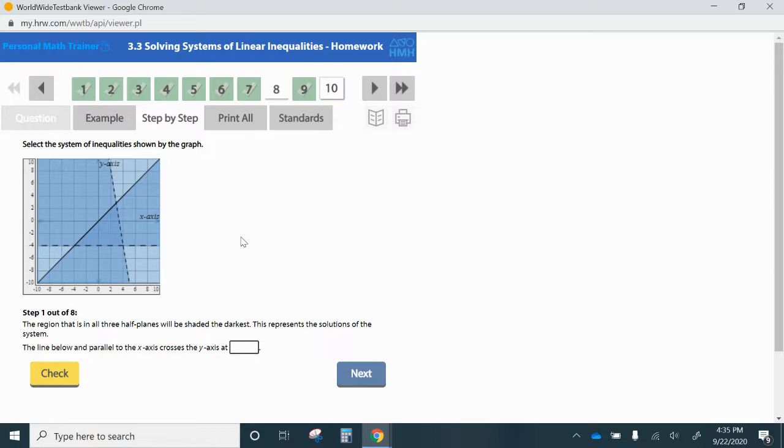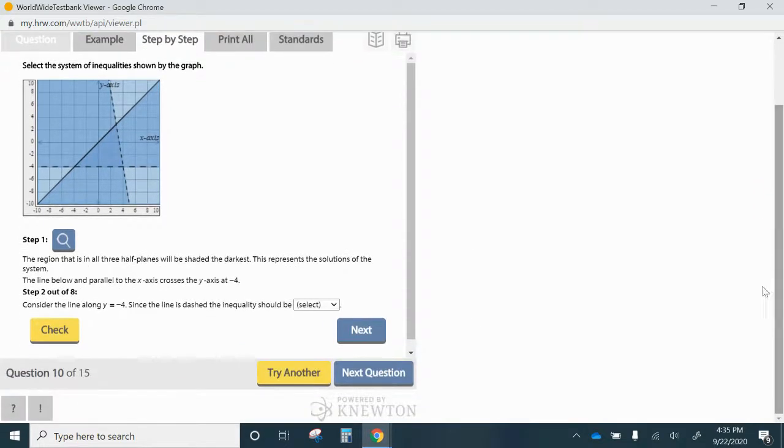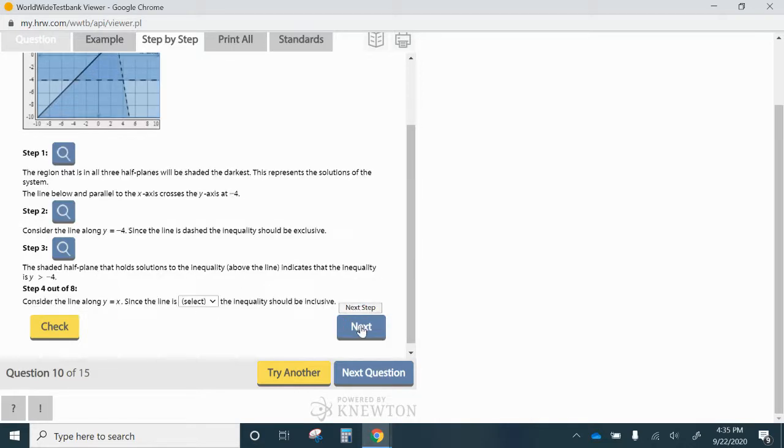The region that is in all three planes will be shaded the darkest. It represents the solution of the system. The line parallel to the x-axis crosses the y-axis at negative 4. That's here. Consider the line along y equals negative 4. Since the line is dashed, the inequality should be exclusive. The region above the line indicates the inequality is y is greater than negative 4.